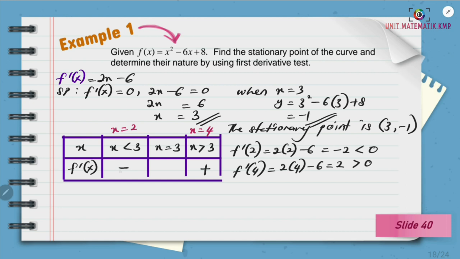The sign changes from negative to positive. f prime x is the gradient of the curve. That means the curve's gradient changes from negative to positive. The conclusion is, therefore, at point (3, negative 1) is the minimum point.